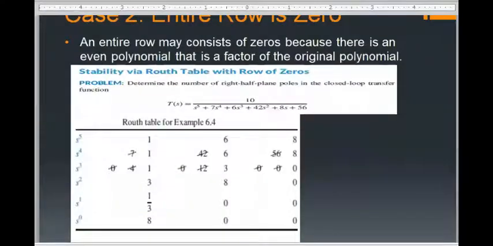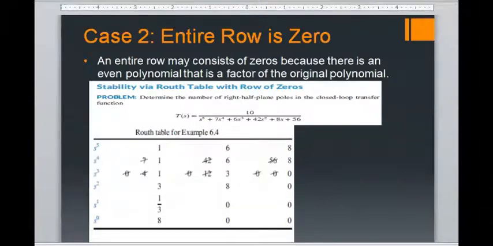The problem is that once you have the entire row as 0 in your Routh table, not only the first element of your row is 0, but the entire row is 0, like in this case. So how do you handle that situation and what can you interpret from that? That's the second case actually. So the entire row is having 0 here.